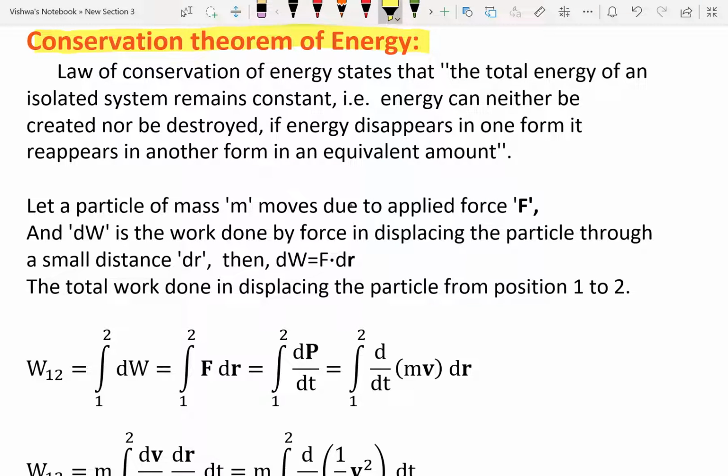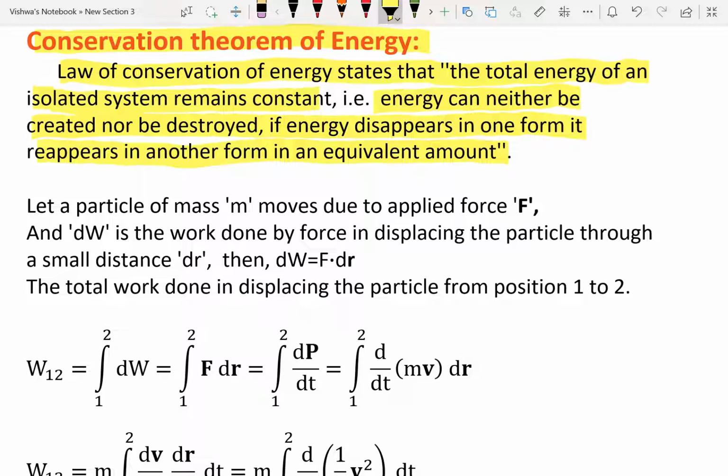First statement: the law of conservation of energy states that the total energy of an isolated system remains constant. That is, energy can neither be created nor be destroyed. If energy disappears in one form, it appears in another form in an equivalent amount. So this is a statement of the law of conservation of energy.